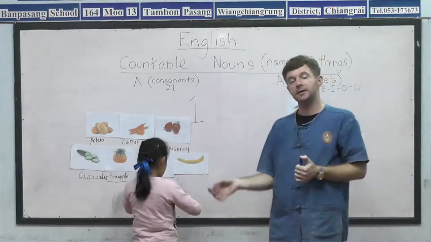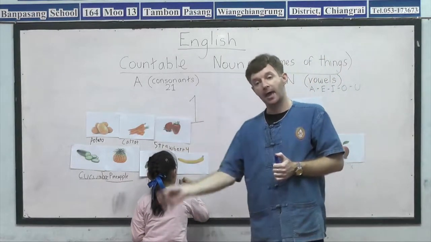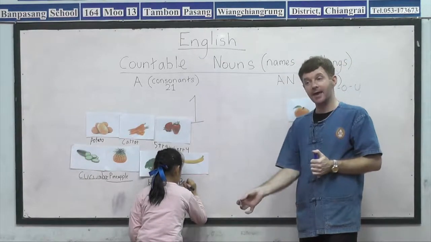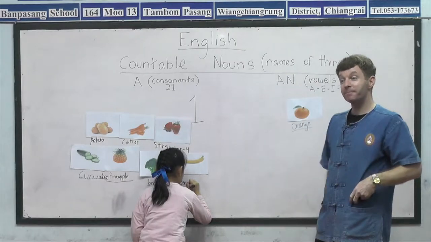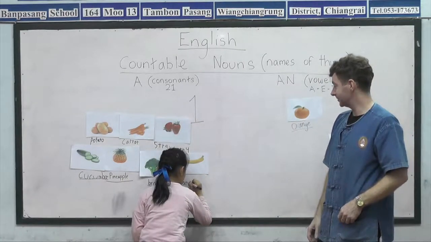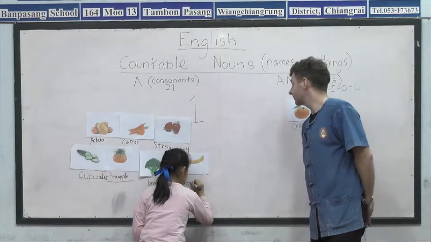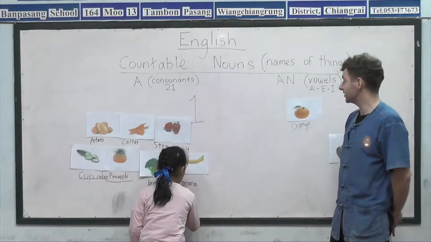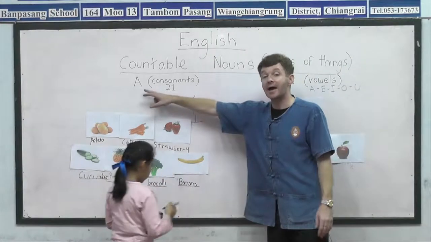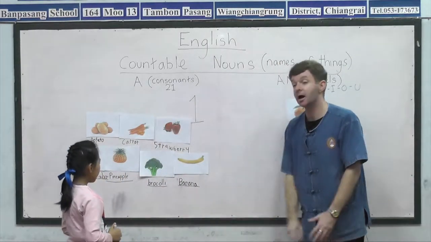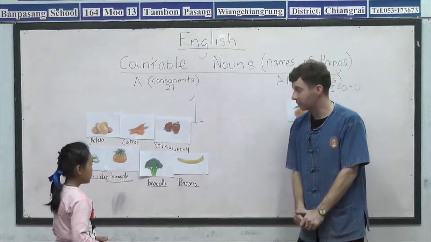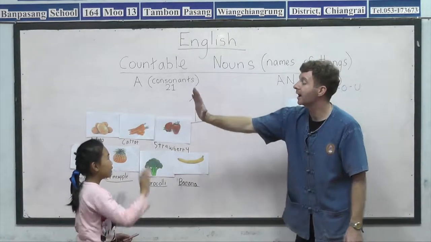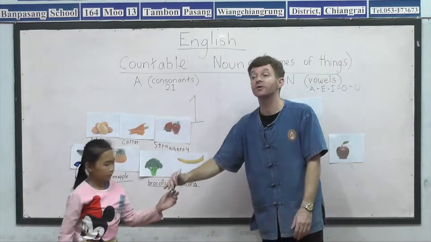B, A, N, A, N, A. Banana. That's excellent, Nadia. So we can say a banana. Perfect. A banana. High five. Round of applause for Nadia.